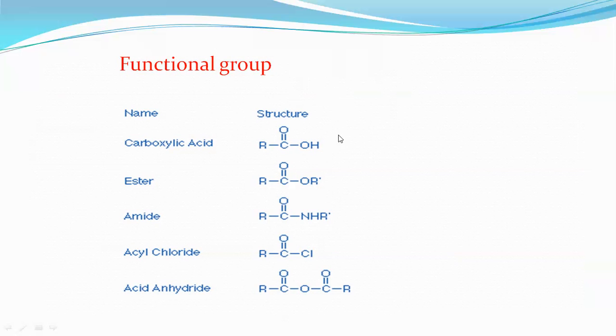These are some more examples of functional groups with their structures. For the carboxylic acid, RC double bond OH. For the esters, RC double bond O R dash. For amides, RC double bond O NHR. So these are just the names with their structures of the functional groups.